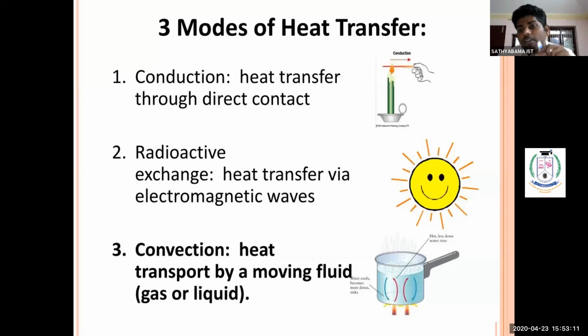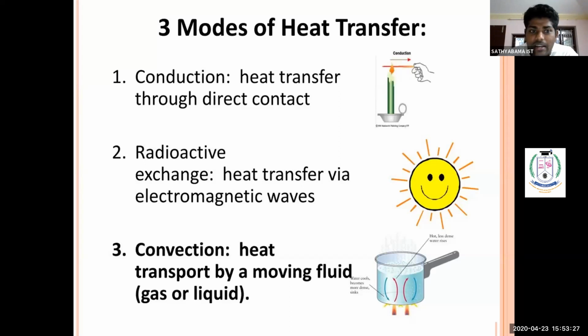In the diagram itself, you will see conduction: someone is handling a rod, and he is heating the tip of that solid material. Now heat is transferred from one region to another region. So that is known as conduction. Heat is transferred through direct contact.